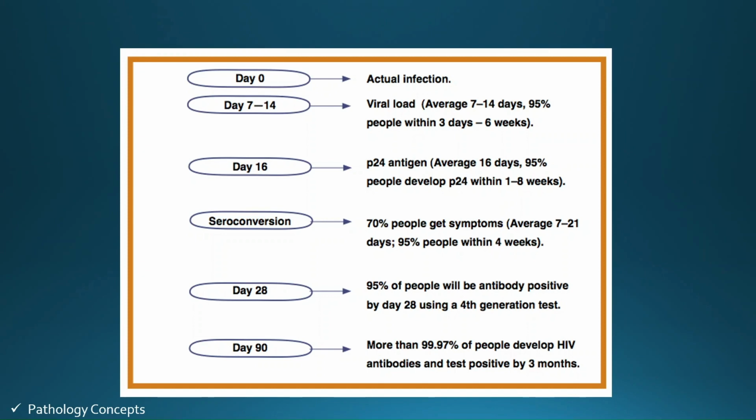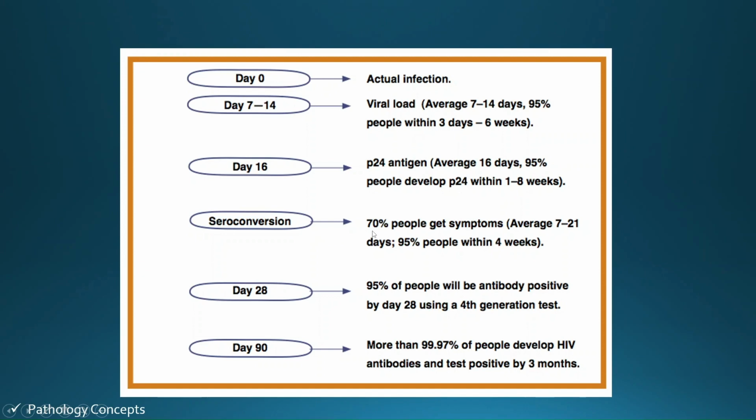This picture shows the time of the occurrence of different events. When the actual infection with HIV occurs, it is day 0. After that, at day 7 to 14, the viral load can be detected by the molecular technique called nucleic acid testing. 95% of the people are positive for viral load within 3 days to 6 weeks. At day 16, P24 antigen starts to develop, so it can be detected by the 4th generation ELISA test. 95% of the people develop P24 antigen within 1 week to 8 weeks.